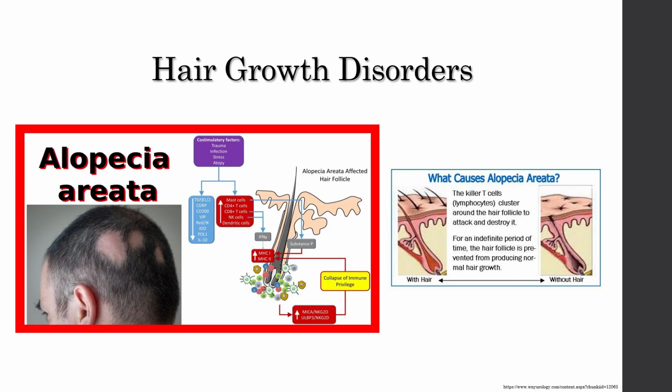What does this look like clinically? Well, sudden, patchy hair loss, smooth, round, bald areas, usually no scarring. That last point is important. Non-scarring alopecia means the follicle is still there. And if the follicle is still there, recovery is possible.